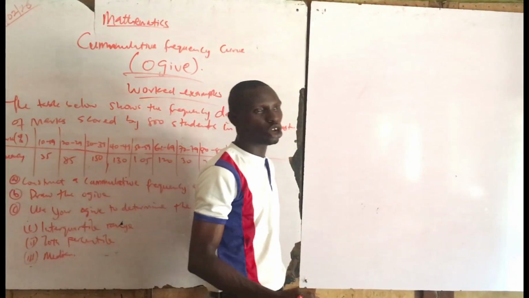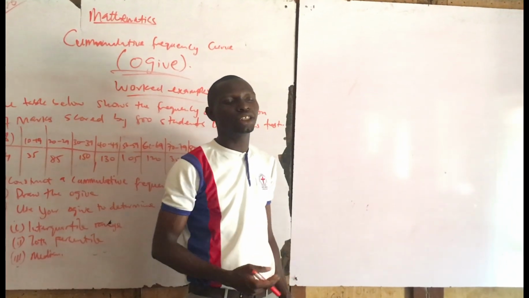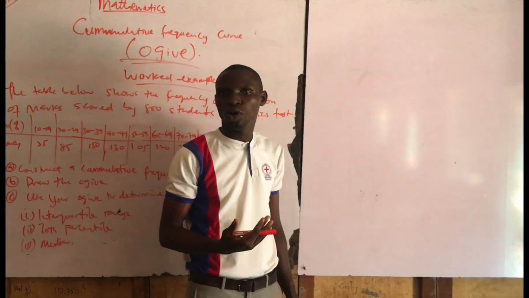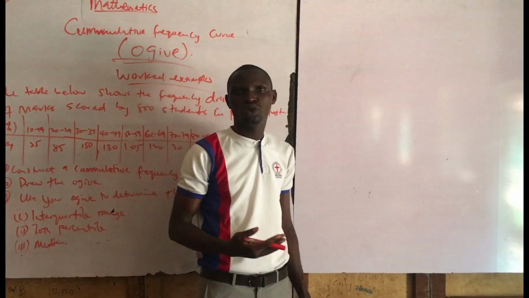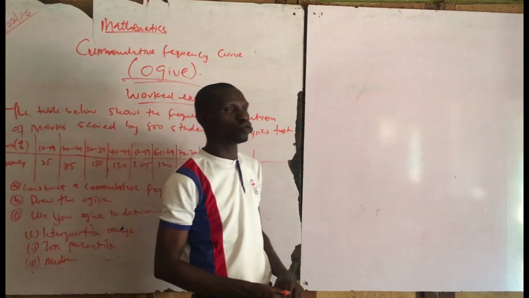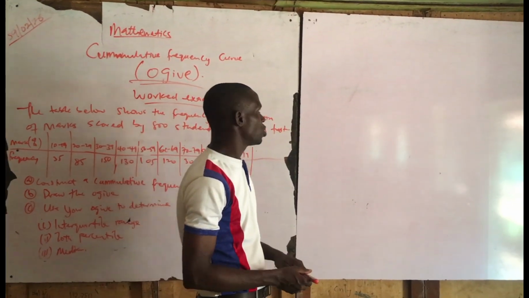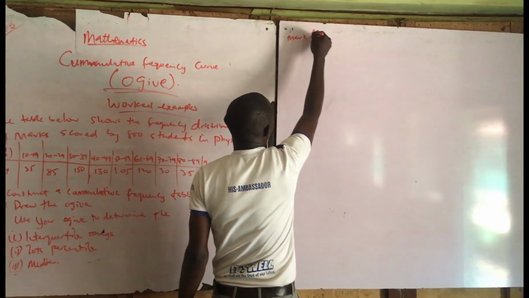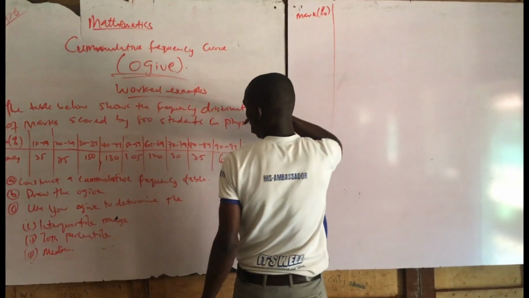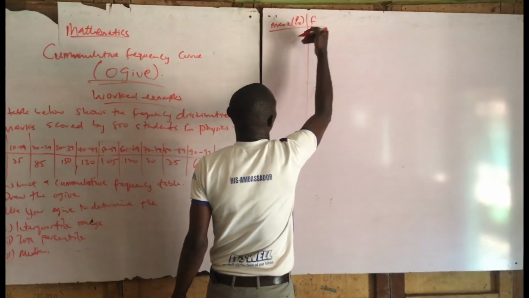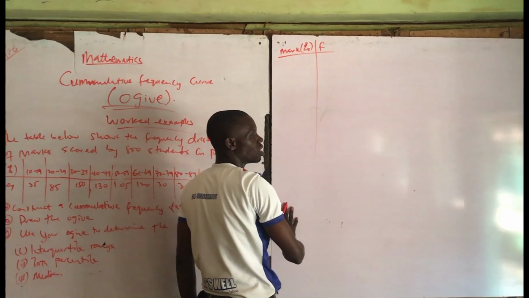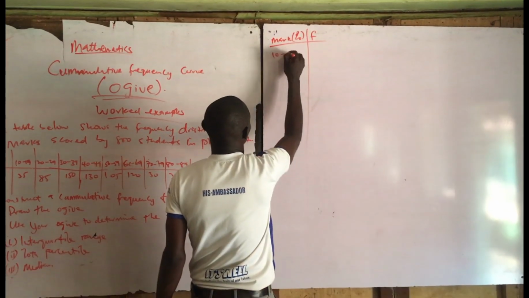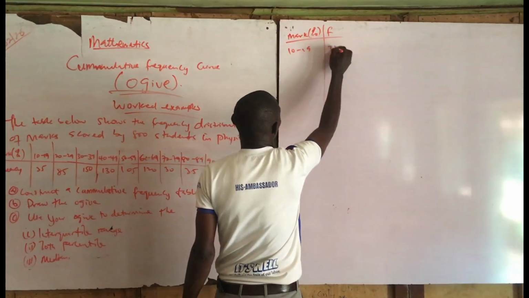Of course, you know that before you plot your graph, you need to get your table prepared. The first thing is you get your table prepared. So let's quickly see how to prepare the table for cumulative frequency. You have your mark in percentage. Then you have the frequency, which is F. So you list the frequencies here.